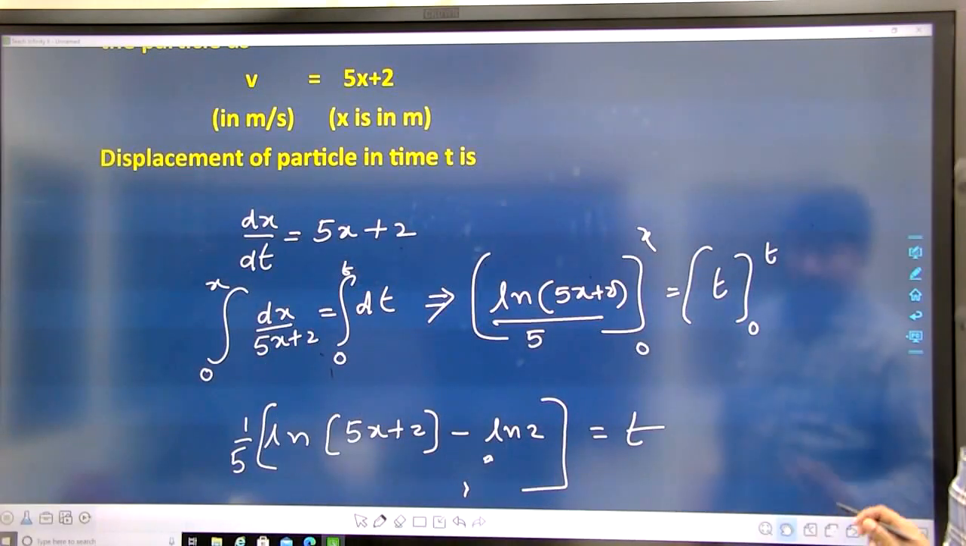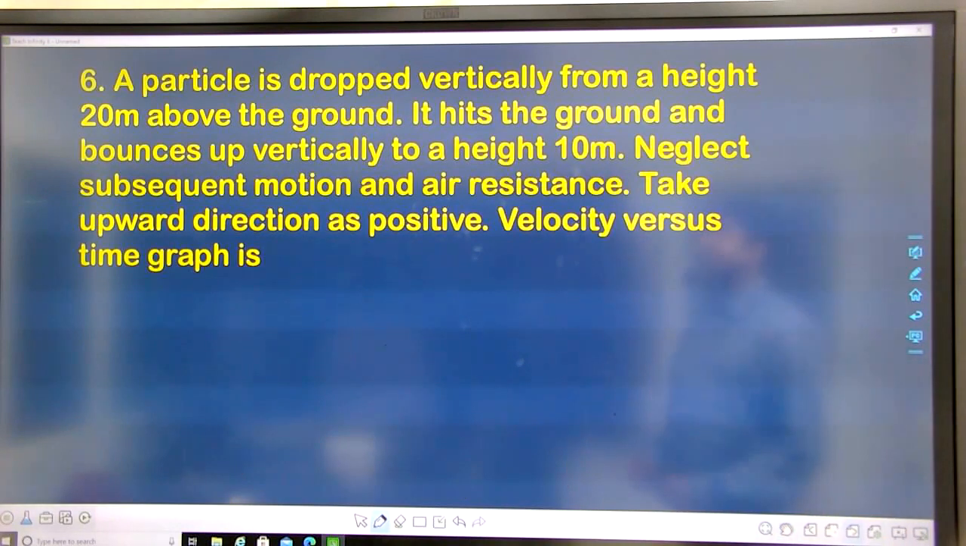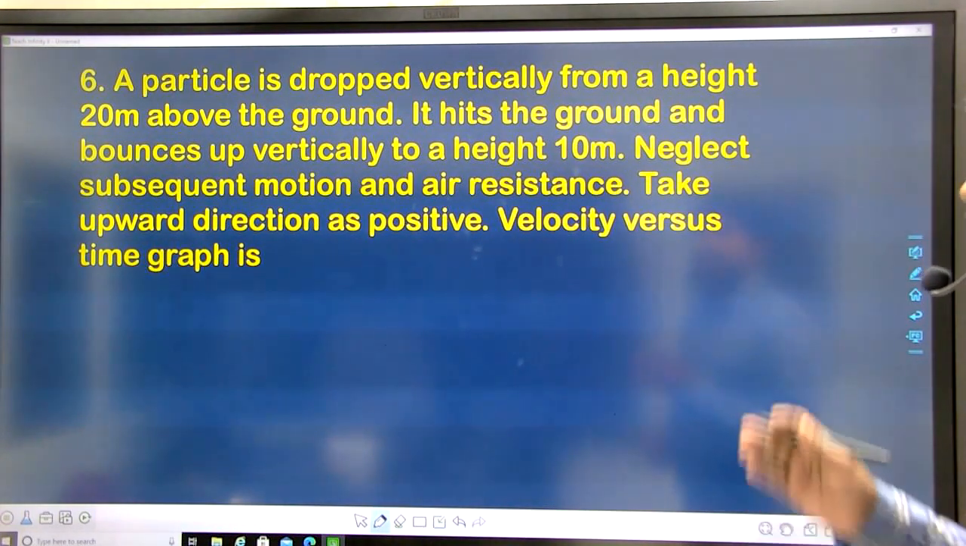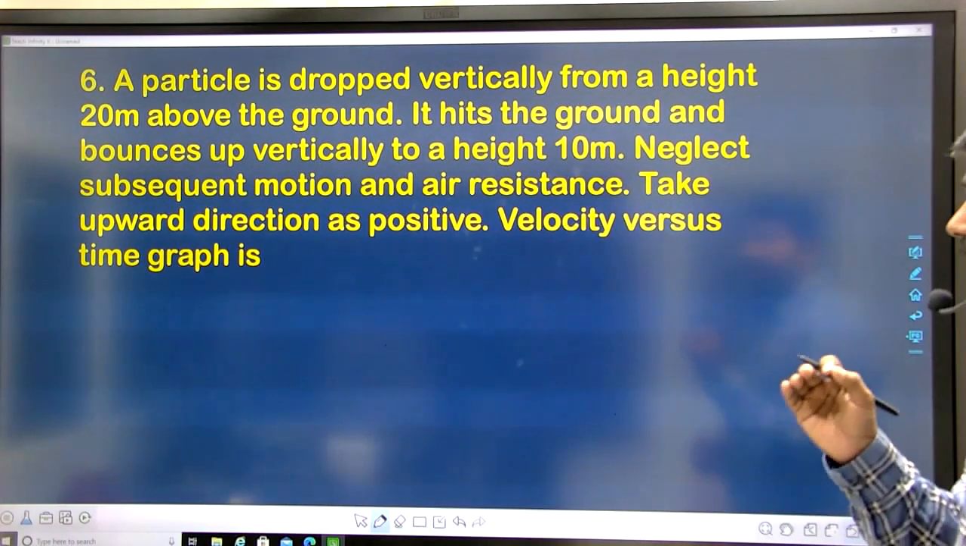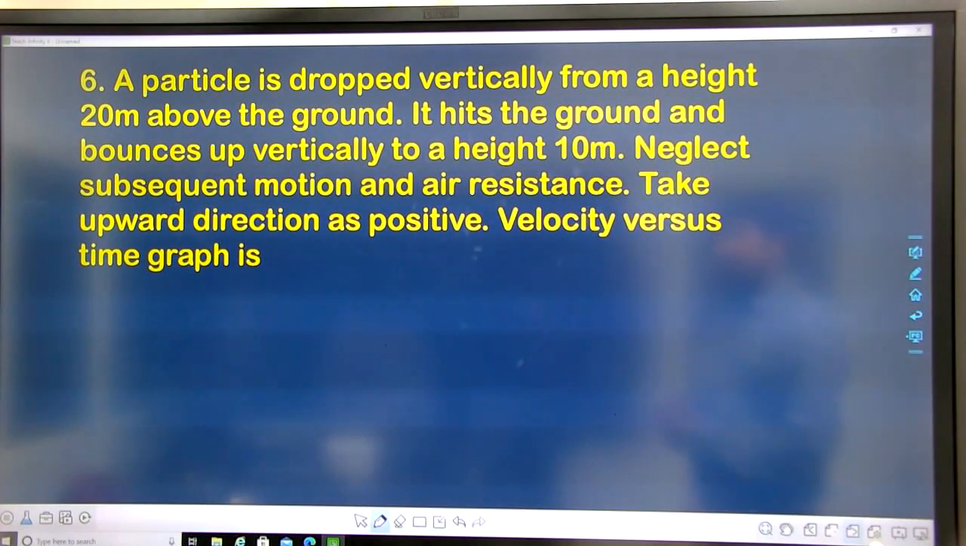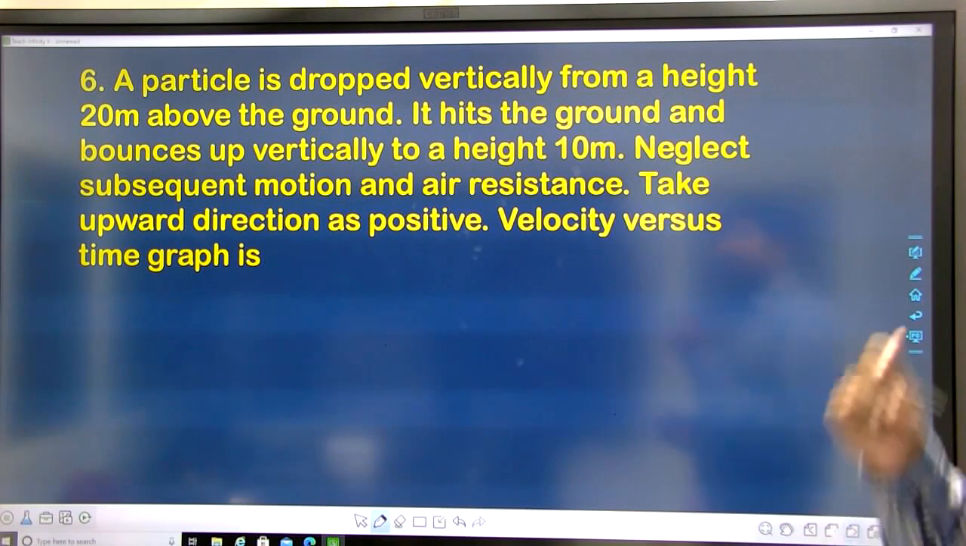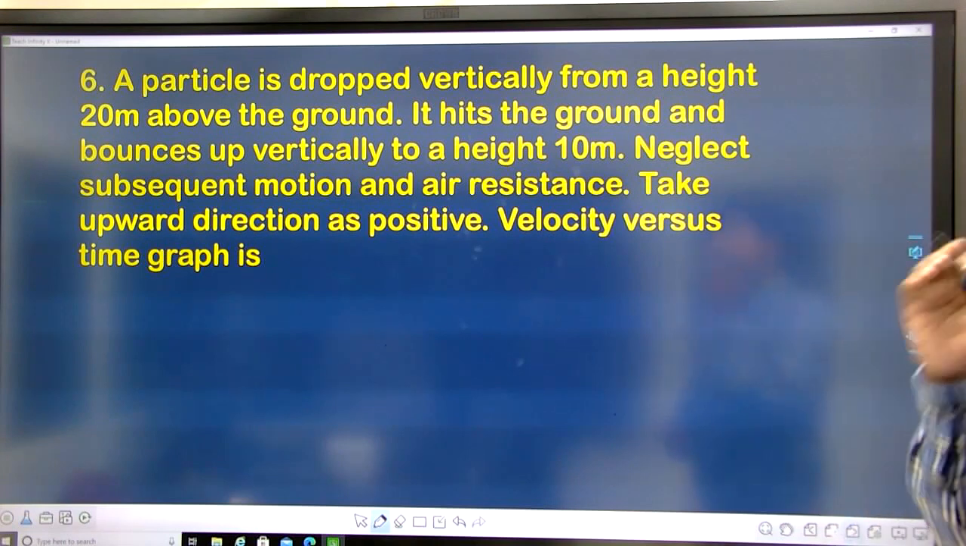Question number 6. A particle is dropped vertically from a height 20 meters above the ground. It hits the ground and bounces up vertically to a height 10 meters. Neglect the subsequent motion and air resistance. Take upward direction as positive. Velocity versus time graph is.